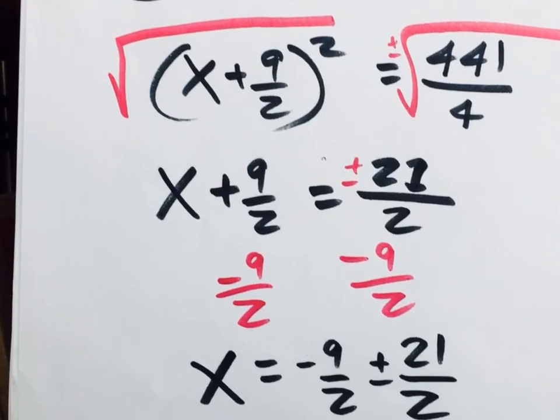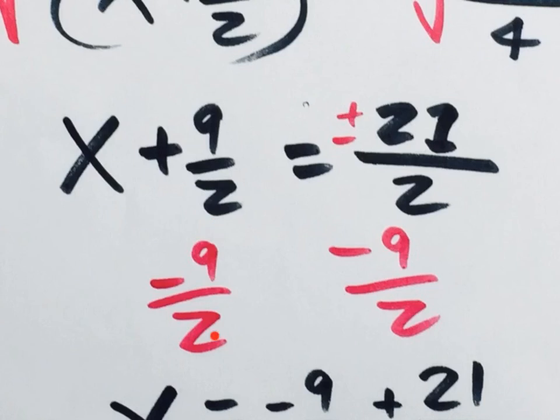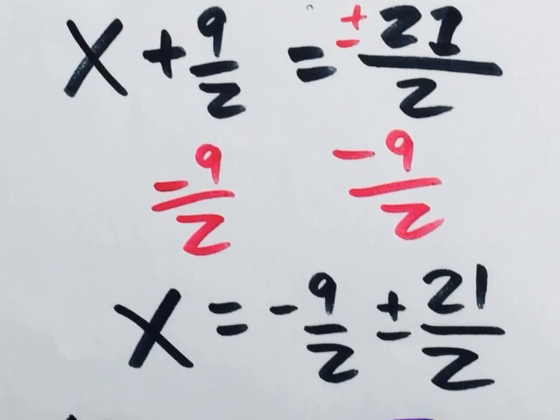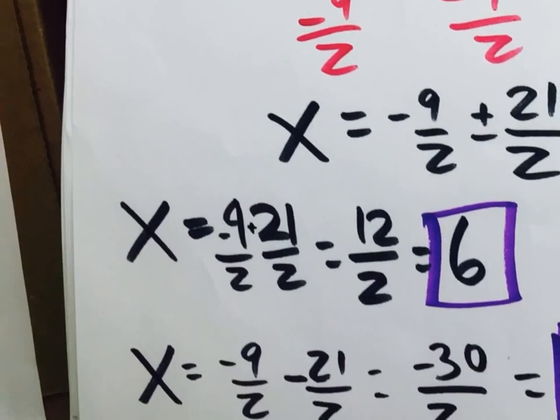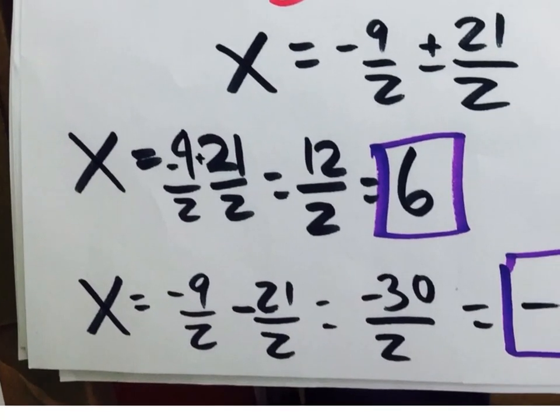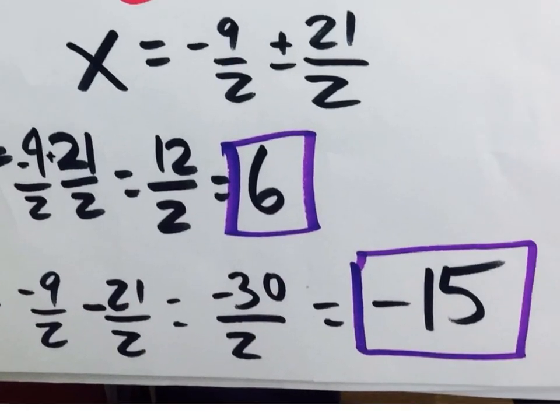We're solving for the roots. We've got to get x by itself. So we're going to, of course, be doing the inverse operation and subtracting 9 halves from both sides. And when we do that, we've got x equals what? Negative 9 halves plus and minus 21 halves. And so what does that look like? Negative 9 plus 21 gives us 12 halves. 12 halves simplifies to just 6. And then when we're subtracting 21 halves, negative 9 minus 21 gives us negative 30. Negative 30 divided by 2 gives us negative 15.